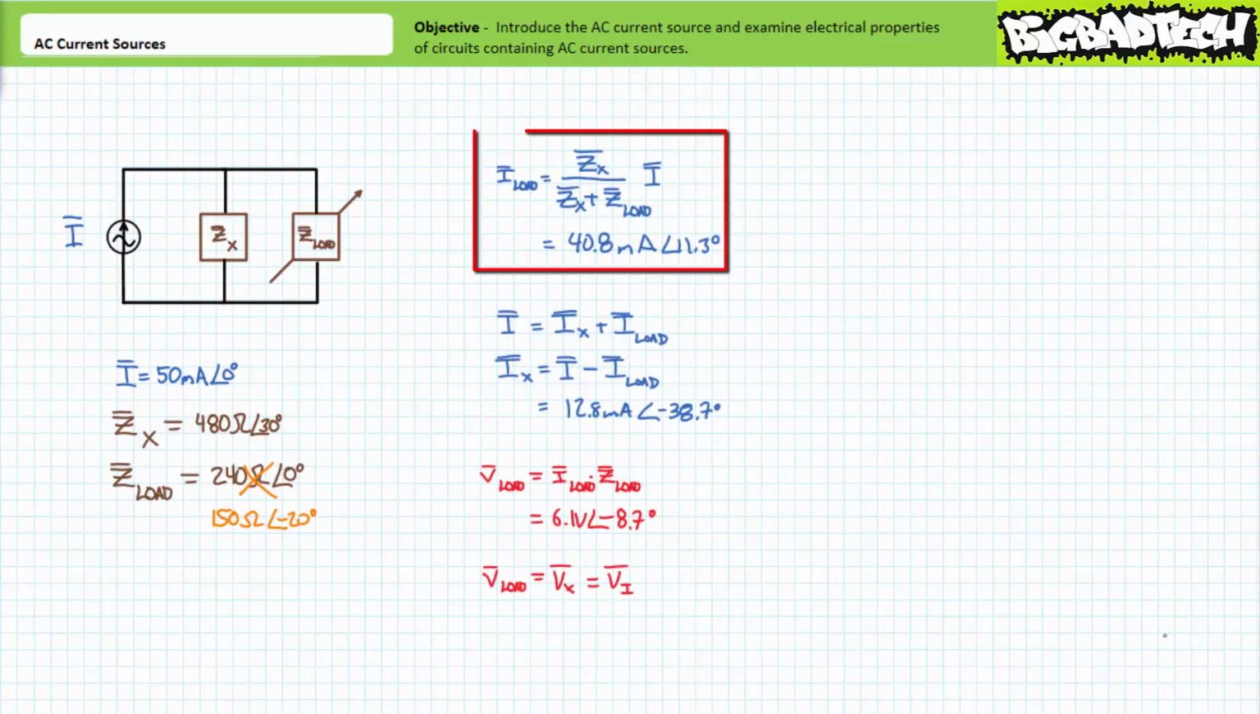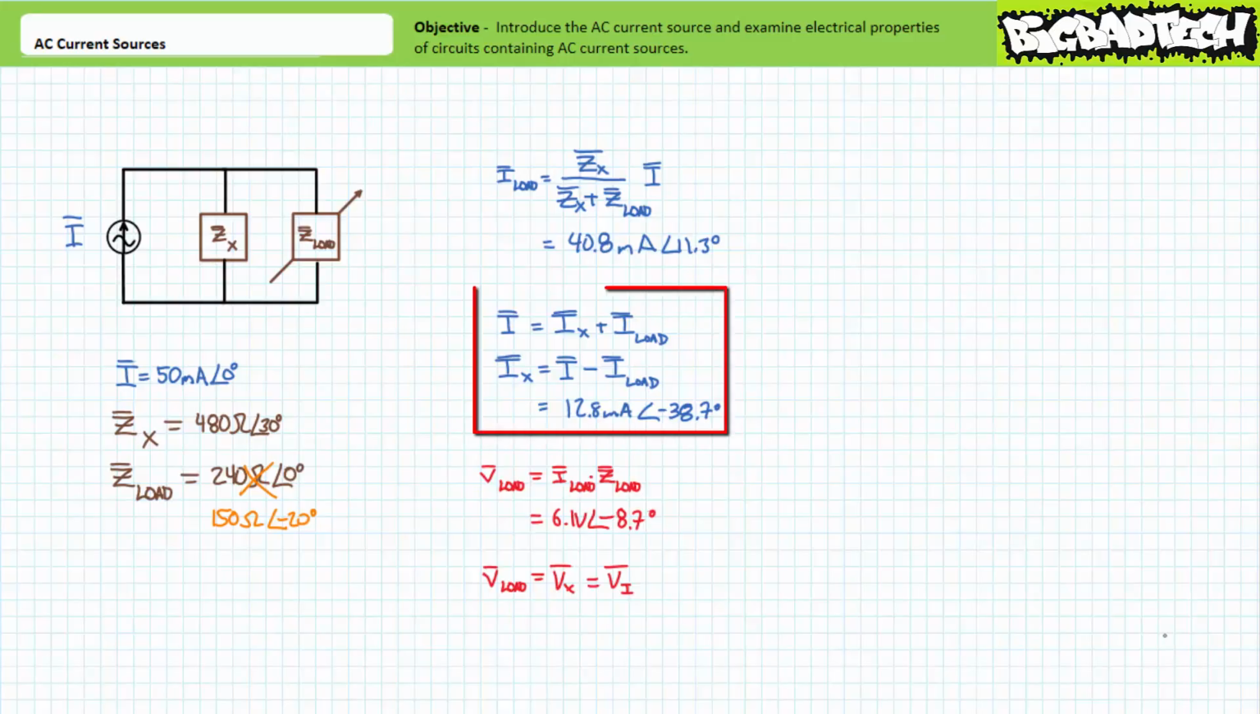An application of the AC current divider rule demonstrates that current through the variable load impedance set at 150 ohms at an angle of negative 20 degrees is approximately 40.8 milliamperes at an angle of 11.3 degrees. Having calculated 40.8 milliamperes at an angle of 11.3 degrees of the incoming 50 milliamperes at an angle of 0 degrees is traveling through the variable load impedance, an application of Kirchhoff's current law demonstrates that the remaining 12.8 milliamperes at an angle of negative 38.7 degrees of current is traveling through the fixed impedance.